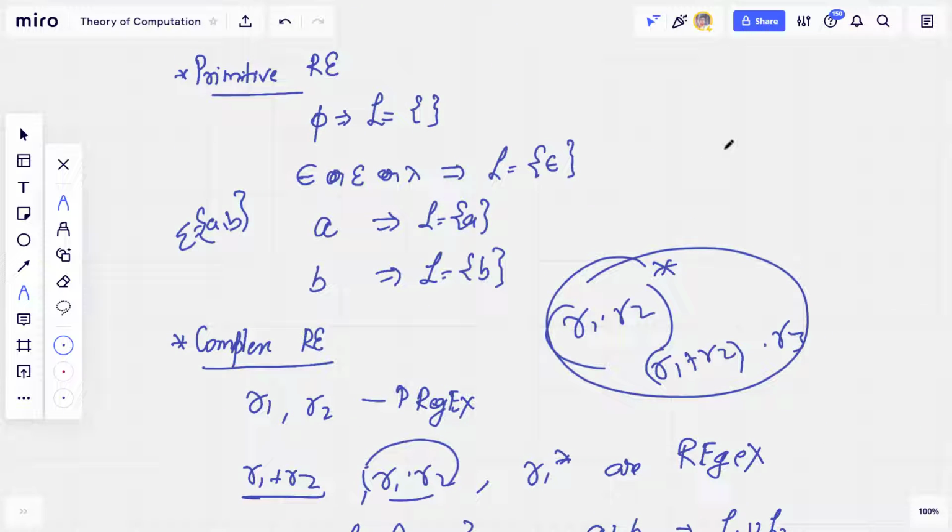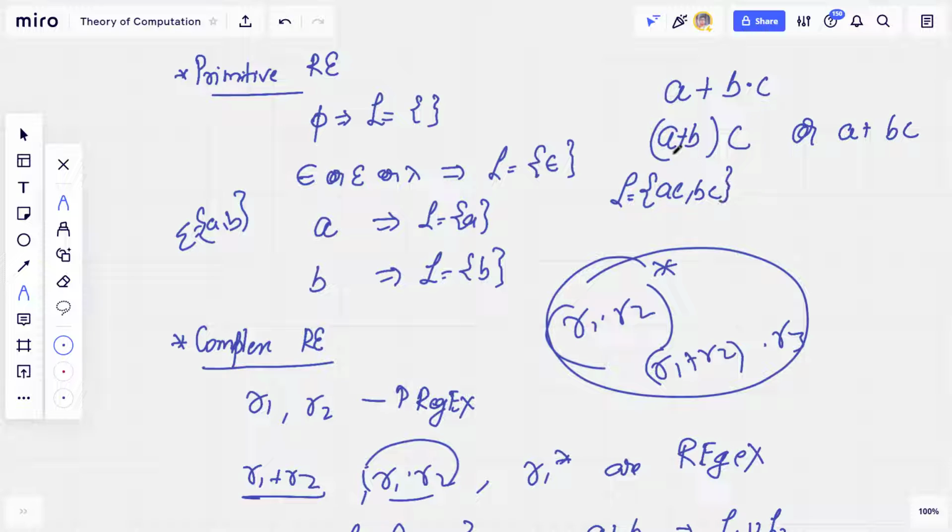But there's a problem here. What if I give you a regular expression A plus B into C? How do you interpret it? Do you interpret it as (A plus B) into C, or A plus (B into C)? These two languages are different, okay? The first language is equal to AC and BC, either A followed by C or B followed by C. And the second language is either A or BC. They are completely different languages. So this is a confusion, right? How do I associate these operators?